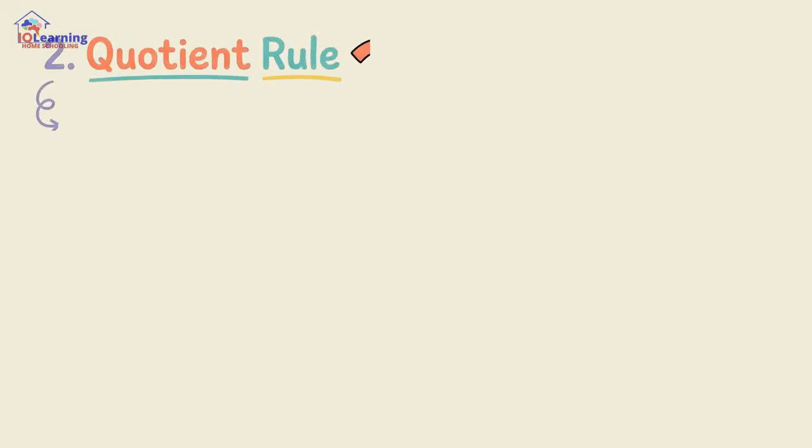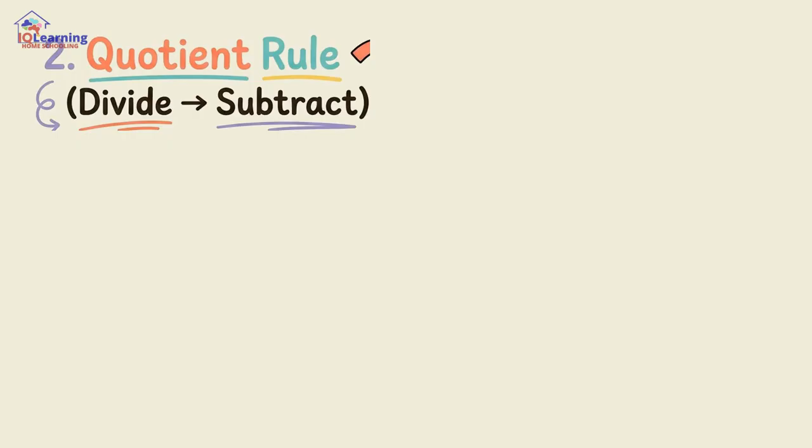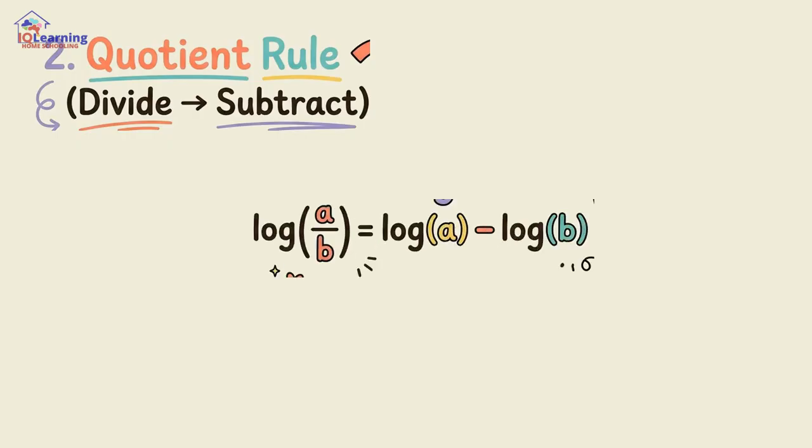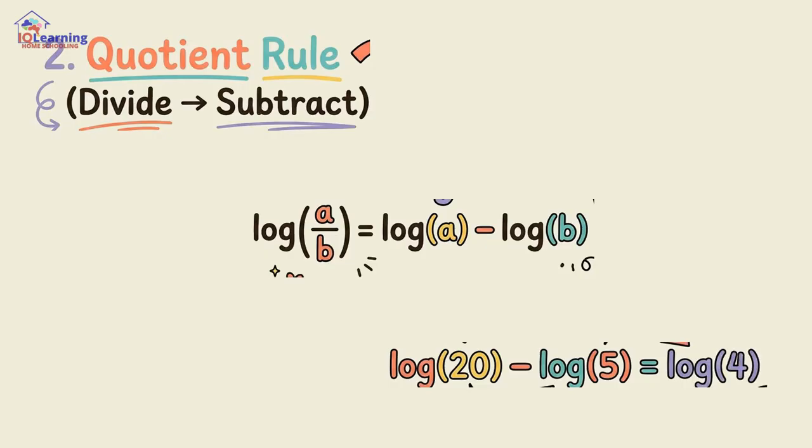Second, the quotient rule. Division inside becomes subtraction outside. Log of a divided by b equals log of a minus log of b. So log 20 minus log 5 becomes log of 20 divided by 5, which is log 4.